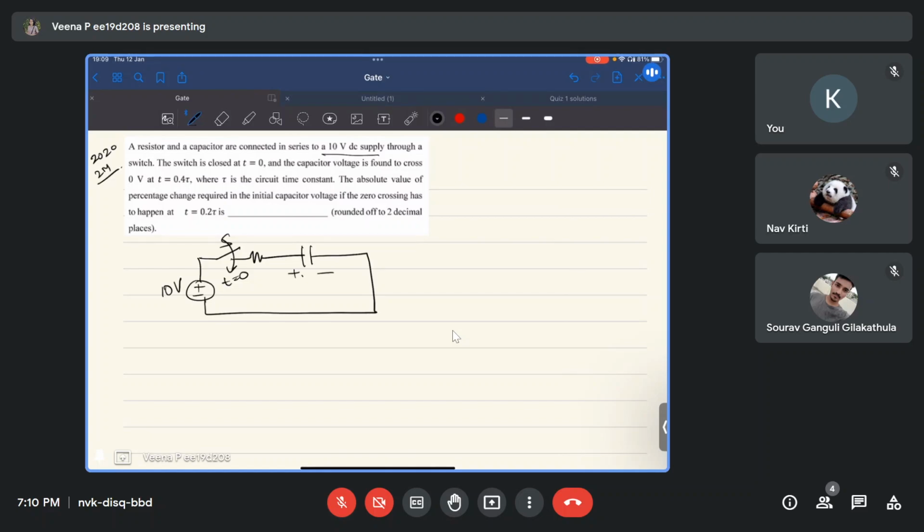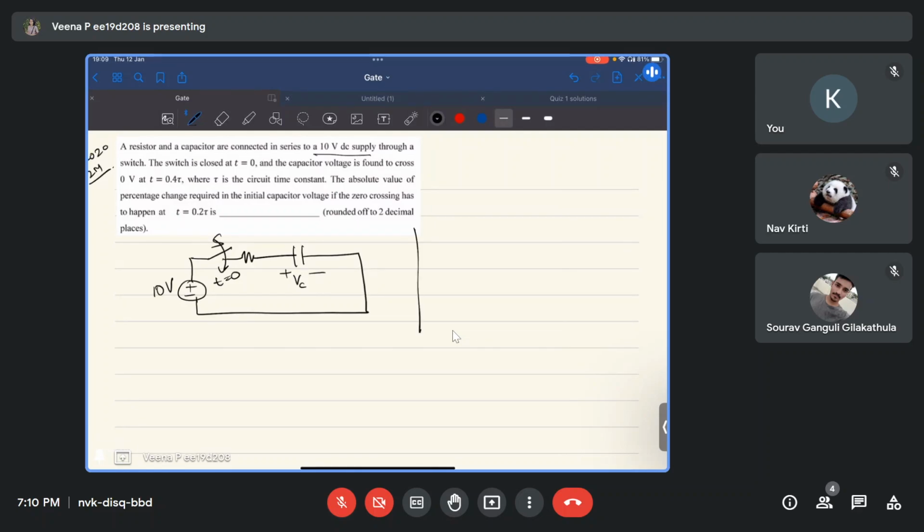So I am giving my capacitor voltage polarity as shown in the figure. Now this Vc is found to cross 0 volt at t equal to 0.4 tau. So my x-axis is the time axis. At t equal to 0, I turned on the switch, so now current will start flowing through the circuit. It is observed that the capacitor voltage is found to cross 0 volt. It means initially the capacitor voltage was negative.